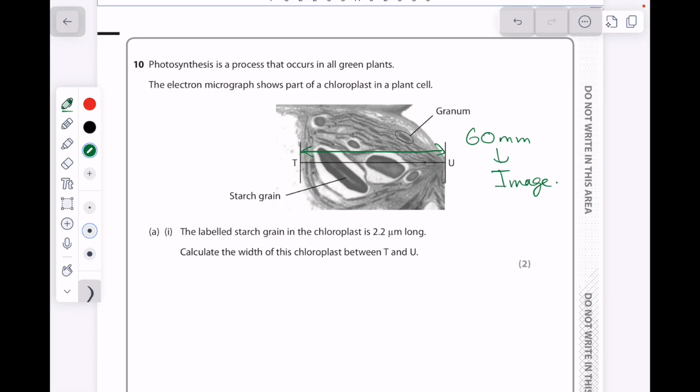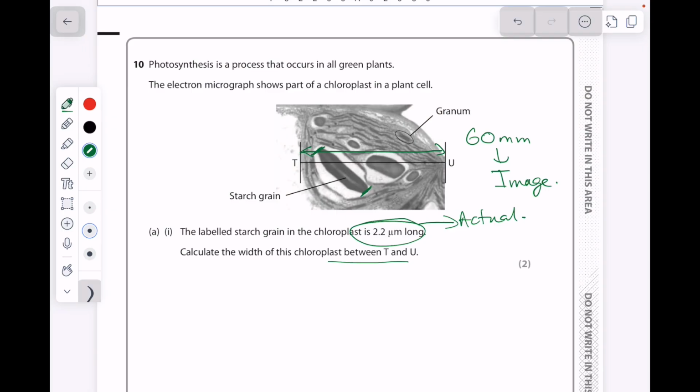The labeled starch grain in the chloroplast is 2.2 micrometers long. So 2.2 is the actual. Calculate the width of this chloroplast between T and U. The labeled starch grain. Okay. So we're going to use the starch grain length to figure out T to U.